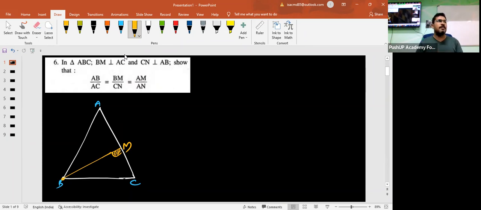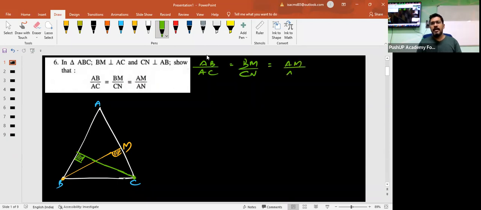Then we have CN perpendicular to AB. This is your point C, right? From this point C, you draw a perpendicular to AB. So this angle is 90 degrees. Diagram is ready, right? Now we have to show AB upon AC is equal to BM upon CN is equal to AM upon AN. This is what we need to show.